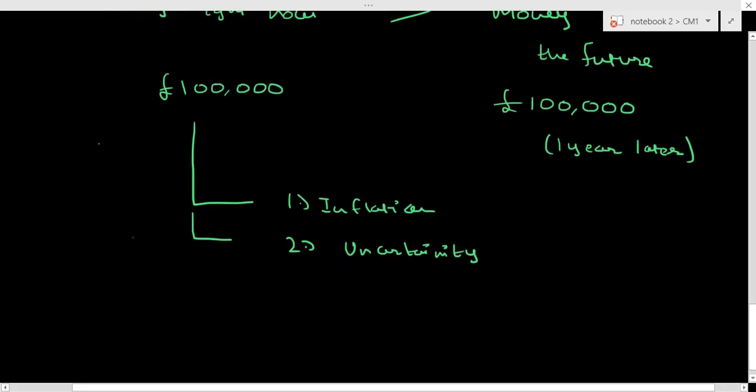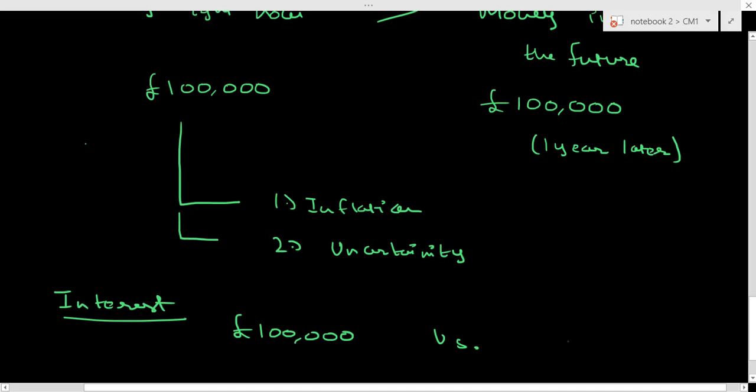So what is the idea of interest? Now let's move on to the idea of interest. So now I'll ask you a different question. If I ask you that I will give you 100,000 pounds right now, against this, how much extra money do you want 1 year down the line that you will be indifferent between these two options? That is, you will be fine taking either one of them.